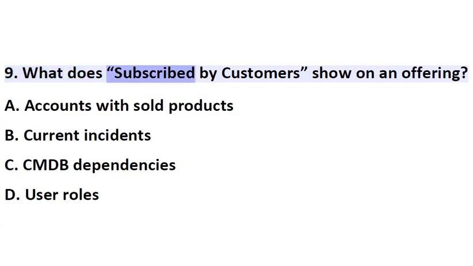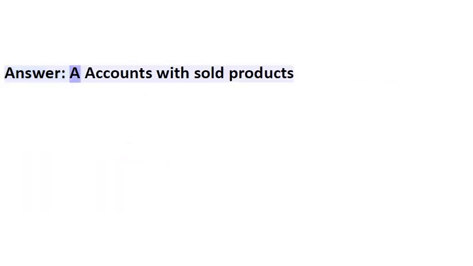9. What does subscribed by customers show on an offering? A. Accounts with sold products. B. Current incidents. C. CMDB dependencies. D. User roles. Answer: A. Accounts with sold products.